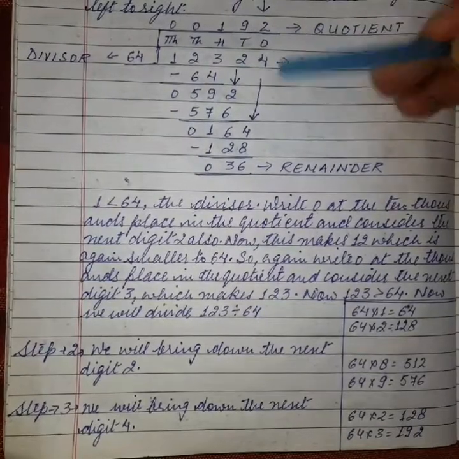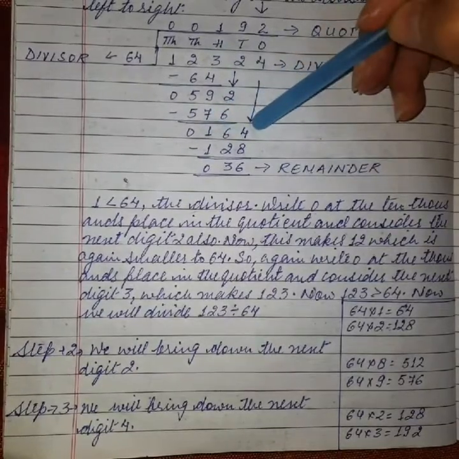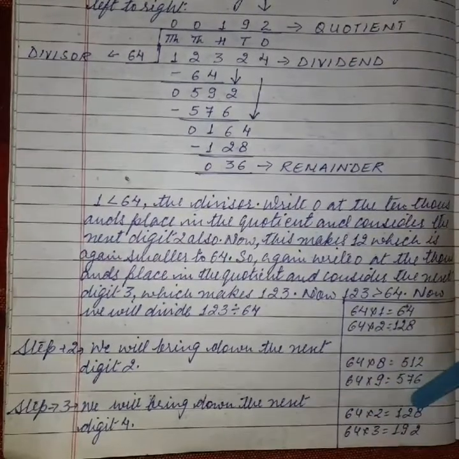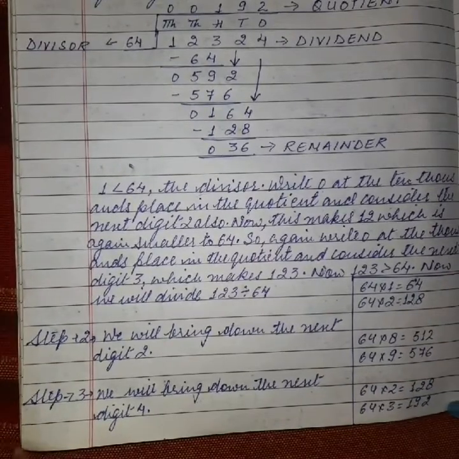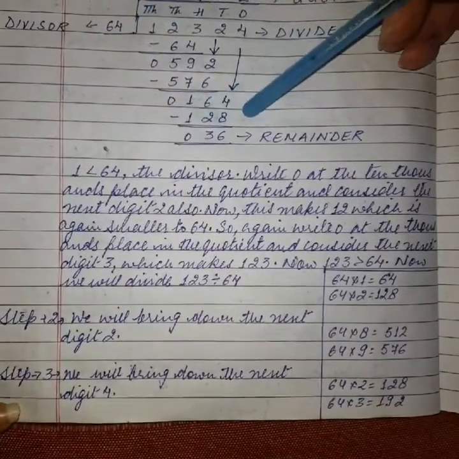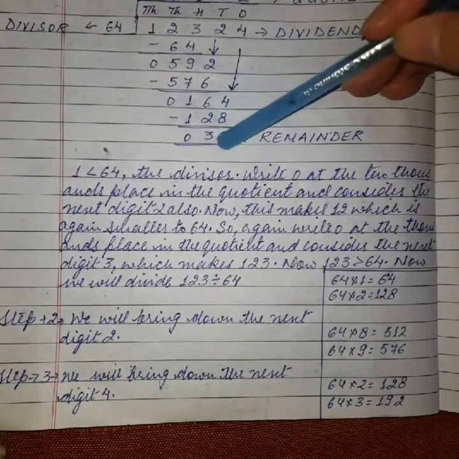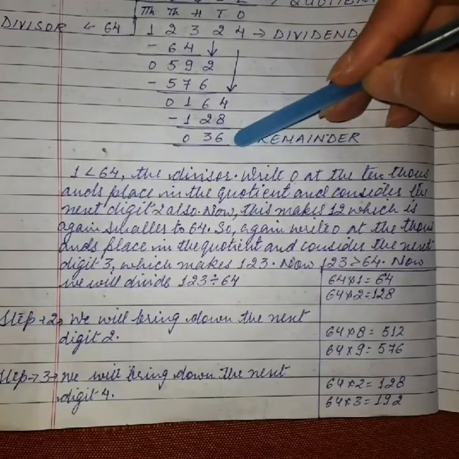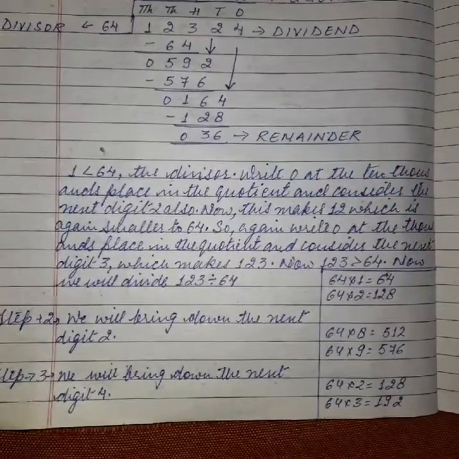Now, the third step will be, we'll bring down this 4 over here. This will make 164. Let's see how many times it will go. 64 2s are 128. 64 3s are 192. So, again this will go 2 times. 64 2s are 128. 14 minus 8, 6. 5 minus 2, 3. 1 minus 1, 0. The remainder is 36.